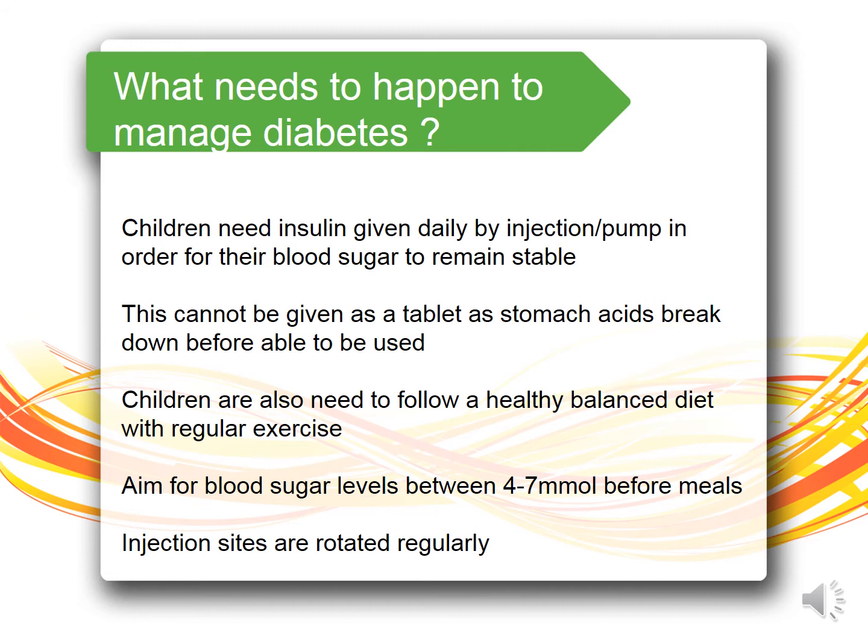We need to aim for blood sugar levels between 4 and 7 before meals, and their injection sites and cannula sites need to be rotated regularly to prevent lumps developing under the skin.